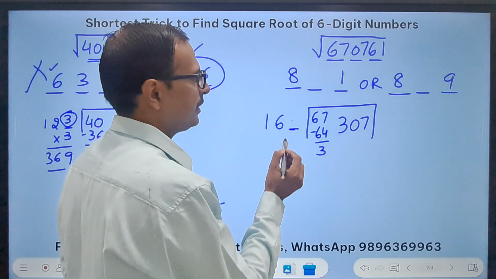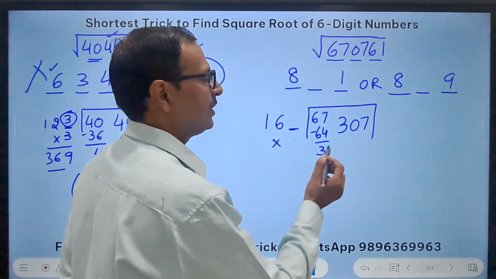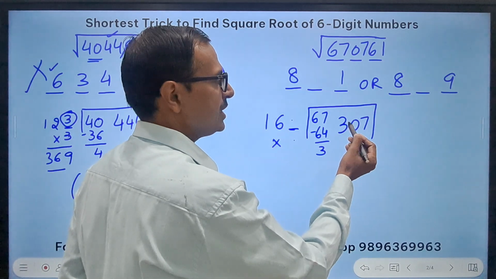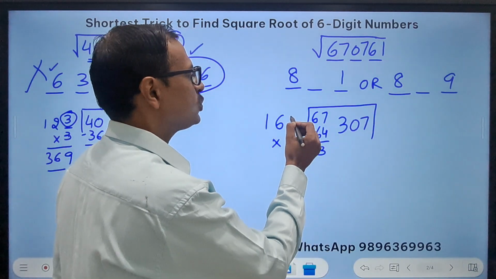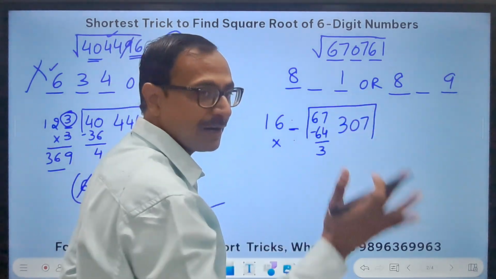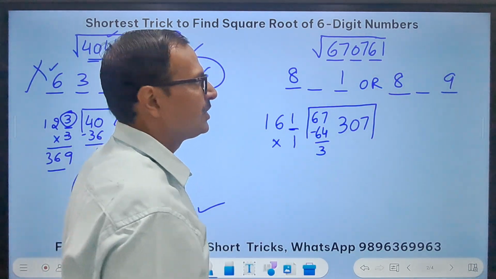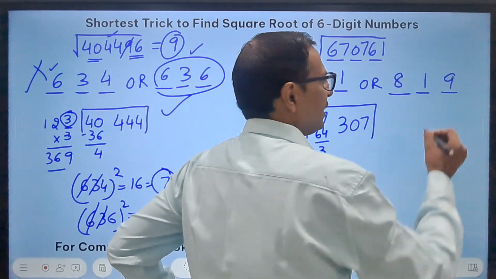Now choose a number here such that when you multiply this by the same digit, you get closest to 307. See, if you choose 2 here, 162 times 2 will exceed 300. So it has to be 1 only. So the 1 becomes the middle digit.